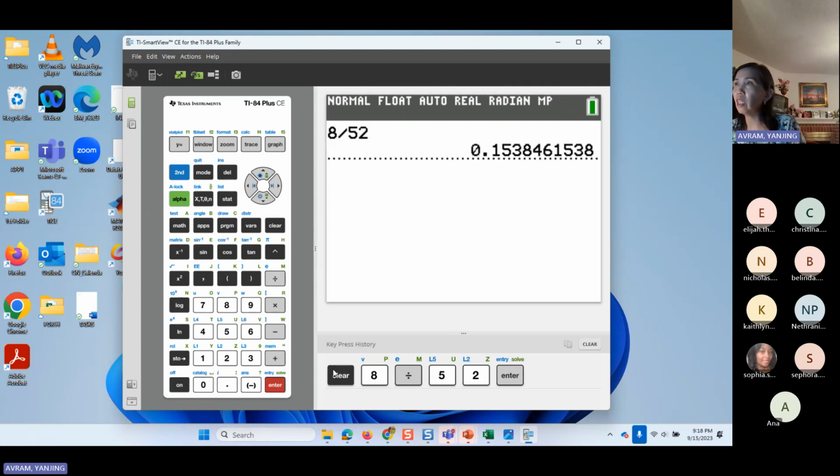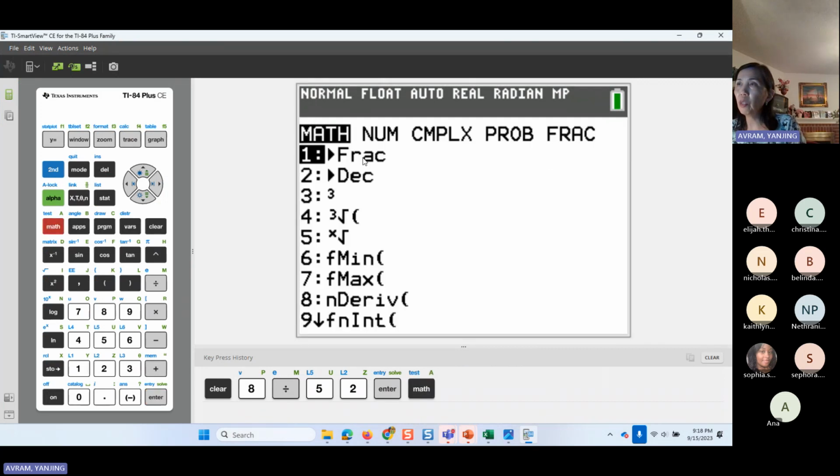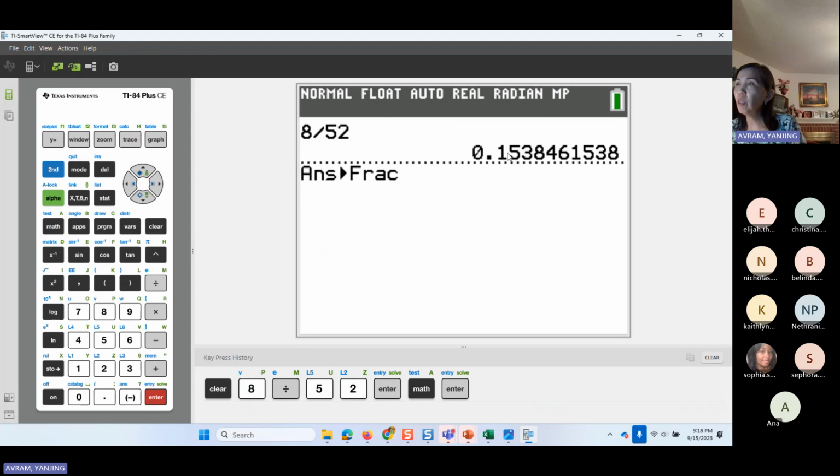But when you hit enter, the calculator usually gives you the decimal point. All right, and you go to math, and then the first one is fraction. That means I just hit enter. So that flips this decimal point into a fraction. Oh, that's 2 out of 13. All right, yeah, not 3. 2 out of 13. So look at that. This is the same thing.